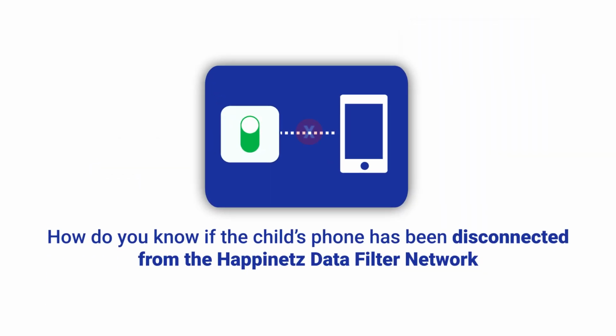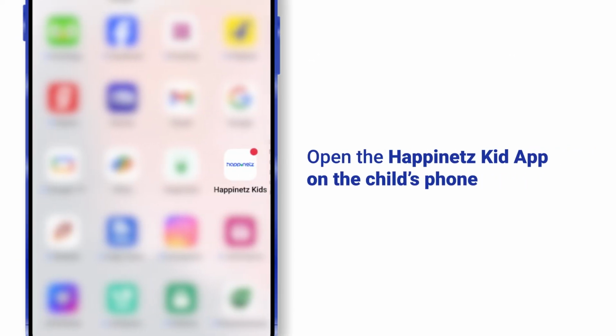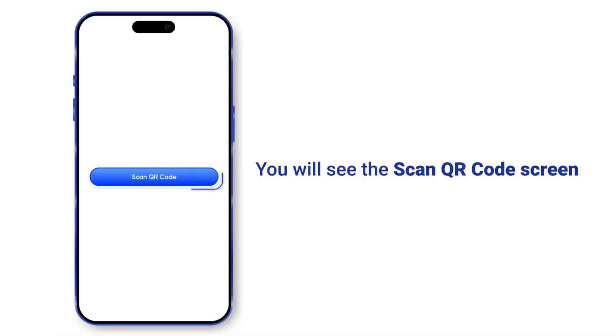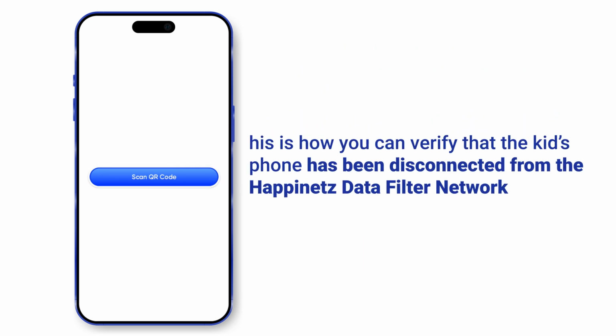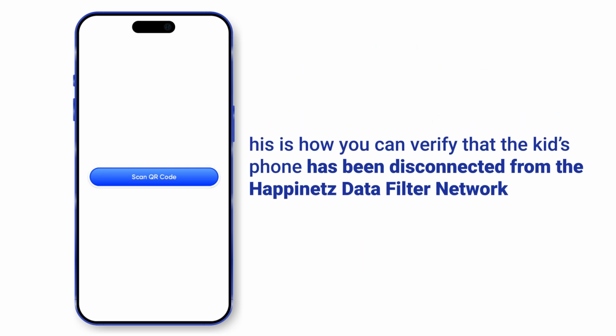How do you know if the child's phone has been disconnected from the HappyNet's data filter network? Open the HappyNet's Kid app on the child's phone. You will see the Scan QR code screen. This is how you can verify that the kid's phone has been disconnected from the HappyNet's data filter network.